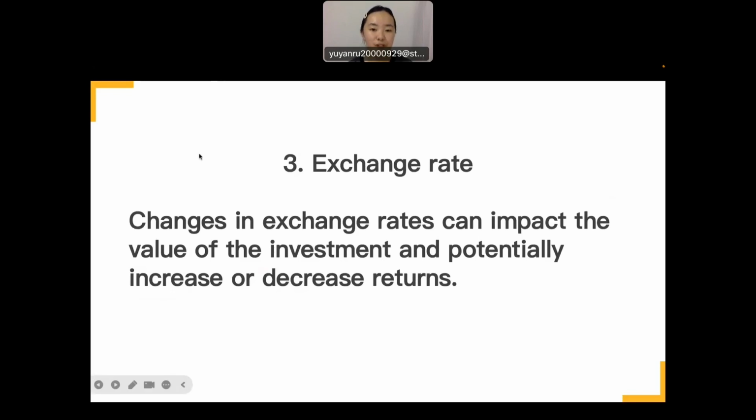And for the third one, if the bond is denominated in a different currency than my own, I need to consider the exchange rate risk. As we can see, changes in exchange rates can impact the value of the investment and potentially increase or decrease returns.